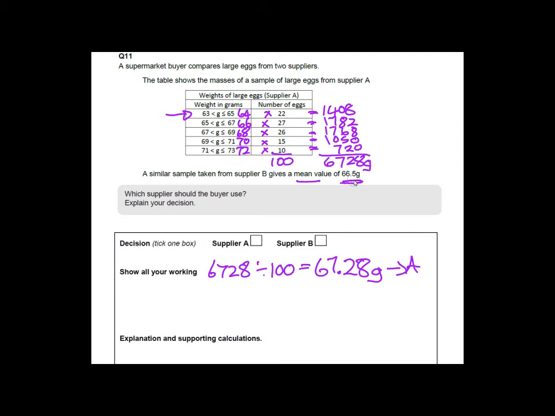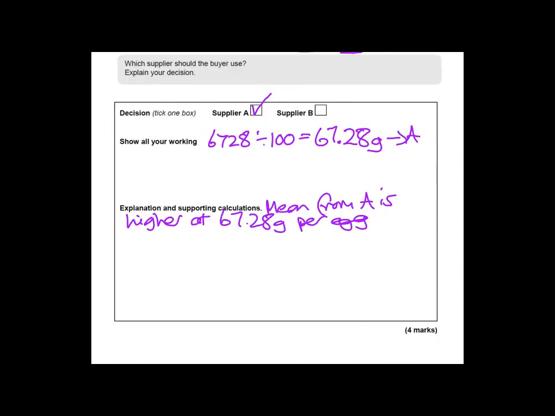So explanation and supporting calculations are: we would buy our eggs from supplier A as the mean from A is higher at 67.28 grams per egg. And that should do as an explanation. And that question is worth 4 marks.